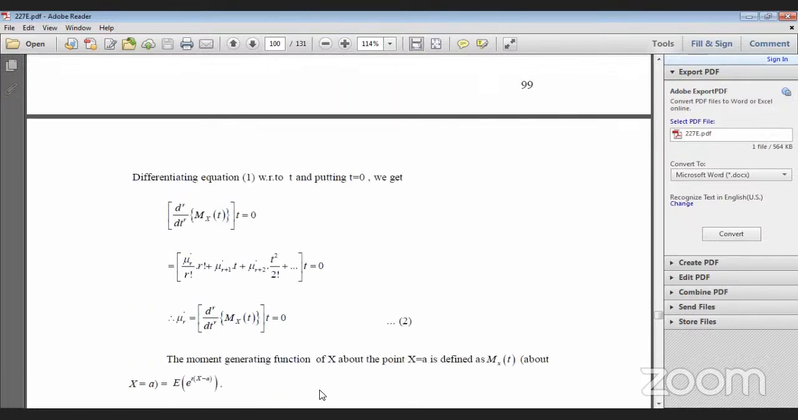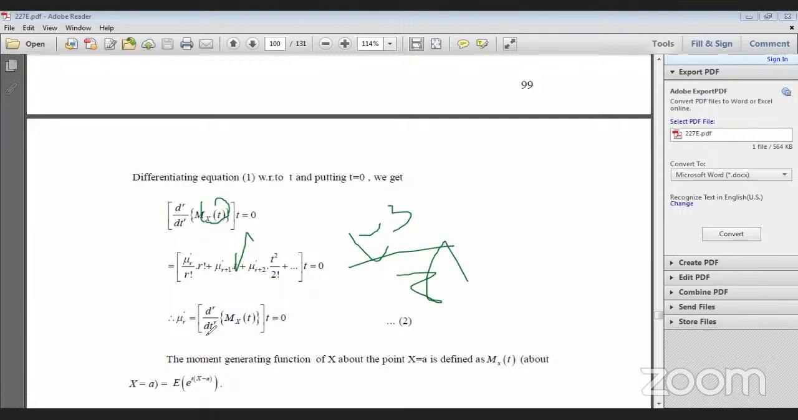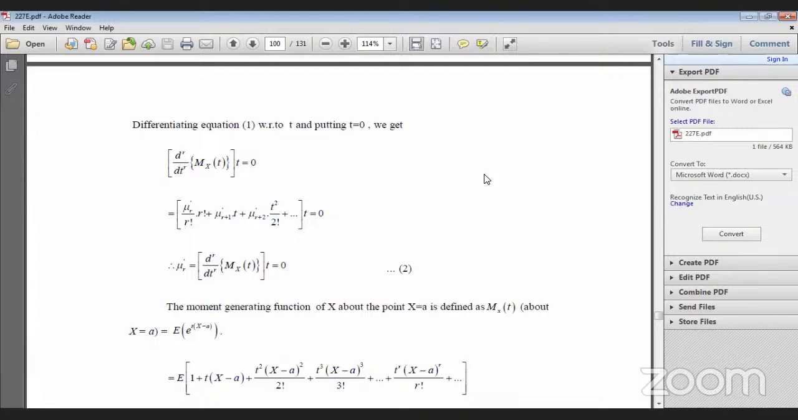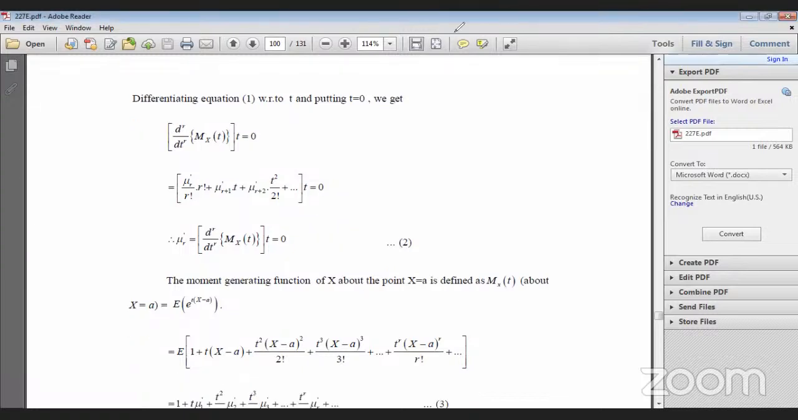See here, differentiating the equation with respect to t and putting t equal to 0. So we differentiate r times: d^r by dt^r of M_X(t) at t = 0. Then mu_r dash is equal to d^r by dt^r of M_X(t) at t = 0. Is the condition satisfied? Yes, sir. Any doubt, Spandana? No, sir, clear. I did not write anything new; I only expanded M_X(t) to show how the result comes out.